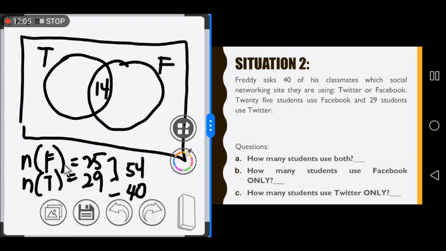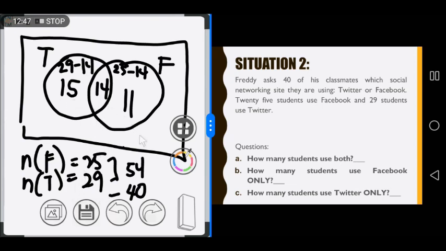Now, for Facebook, 25 chose Facebook, but we already have 14 here. So, 25 minus 14, our answer is 11. Next, for Twitter, we have 29, but we already have 14 here. So, 29 minus 14, the answer is 15. Let us write 15 here. So, 15, 14, 11.